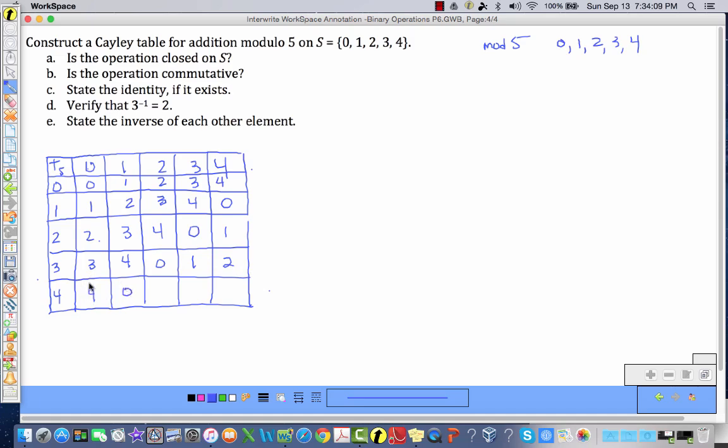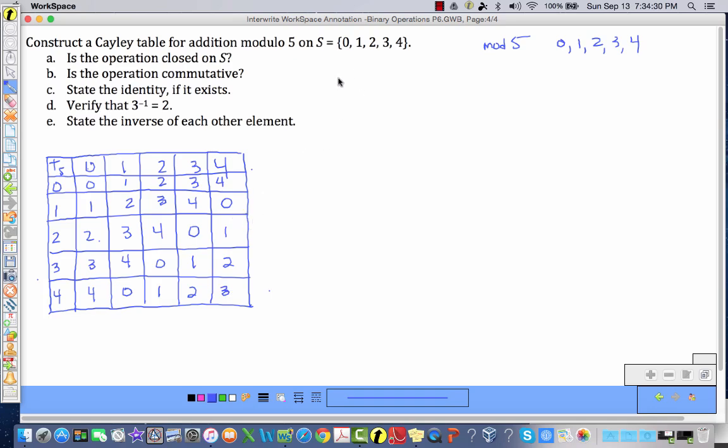In mod 5, 4 plus 1 is 5, or 0. 4 plus 2 is 6, mod 5, that is 1. 4 plus 3 is 7, mod 5, it's 2. And 4 plus 4 is 8, so mod 5, that is 3. All right, so let's start answering our questions.